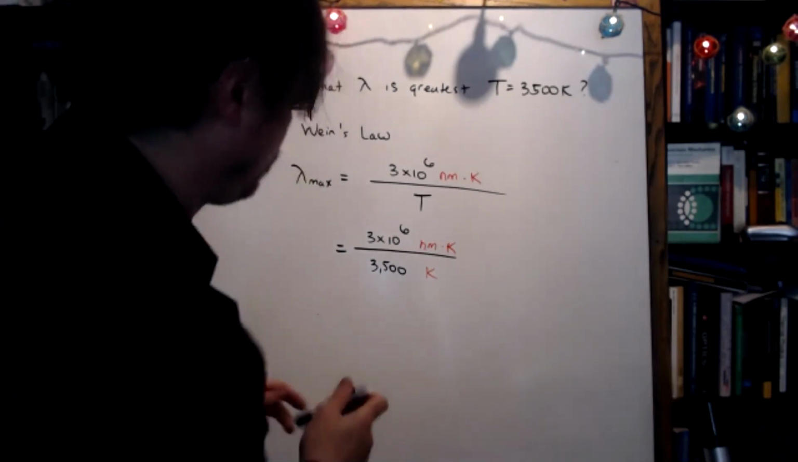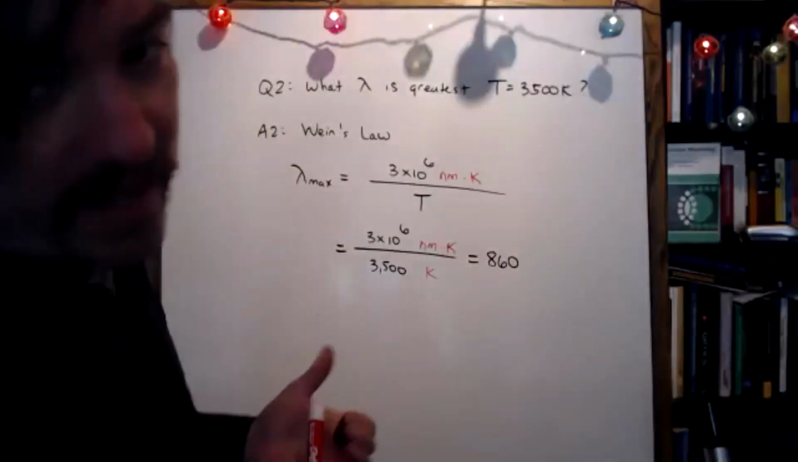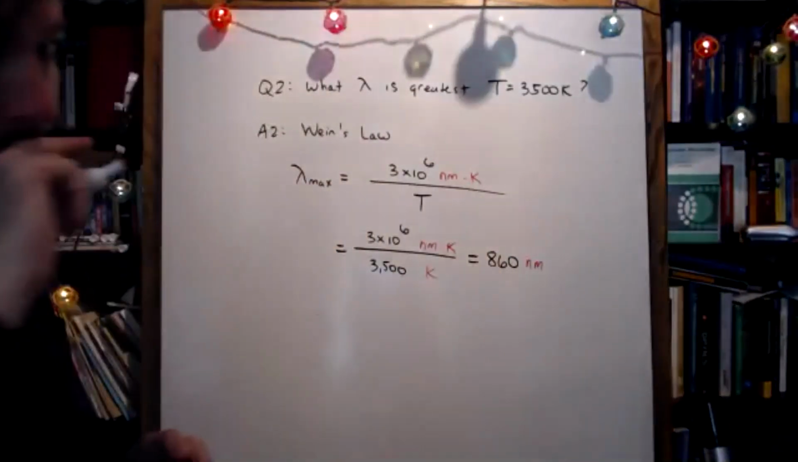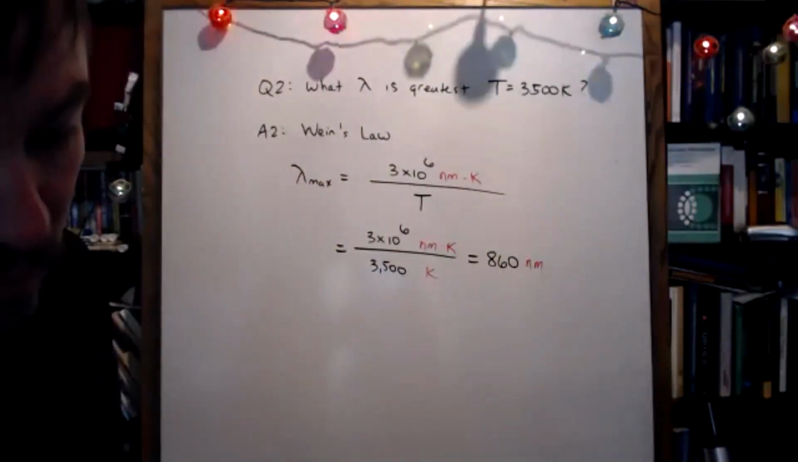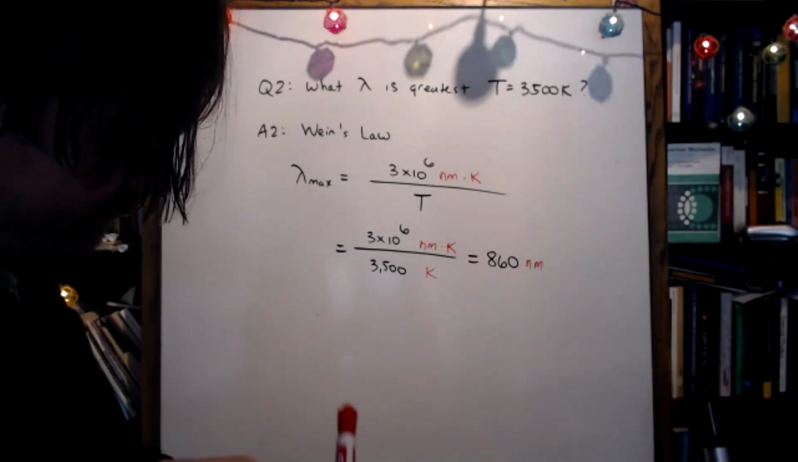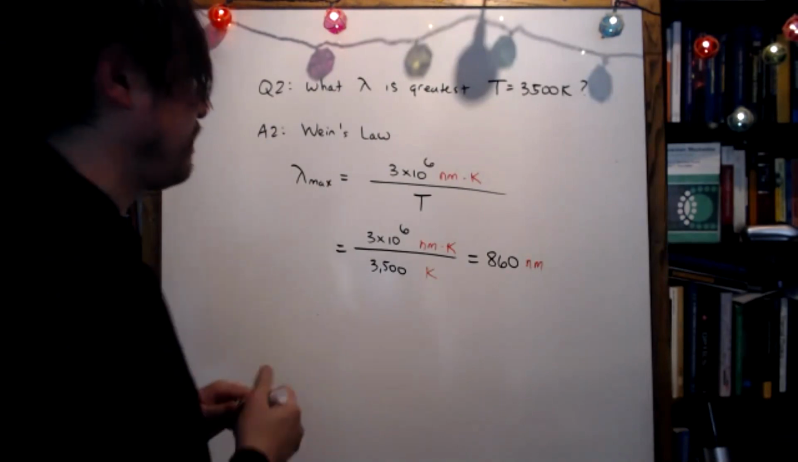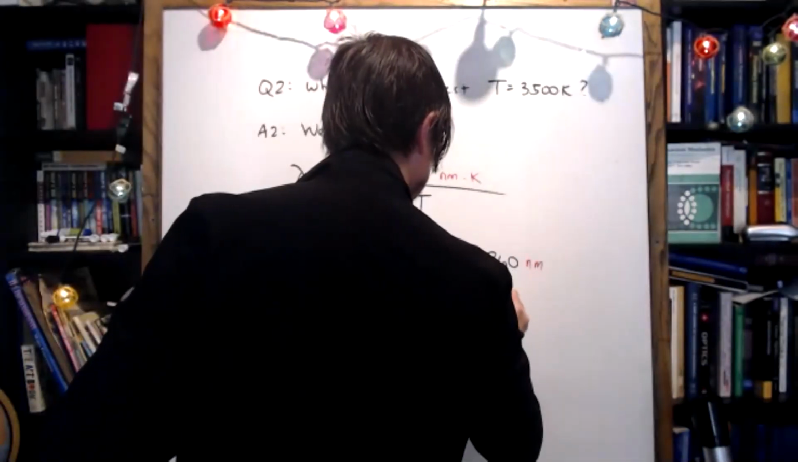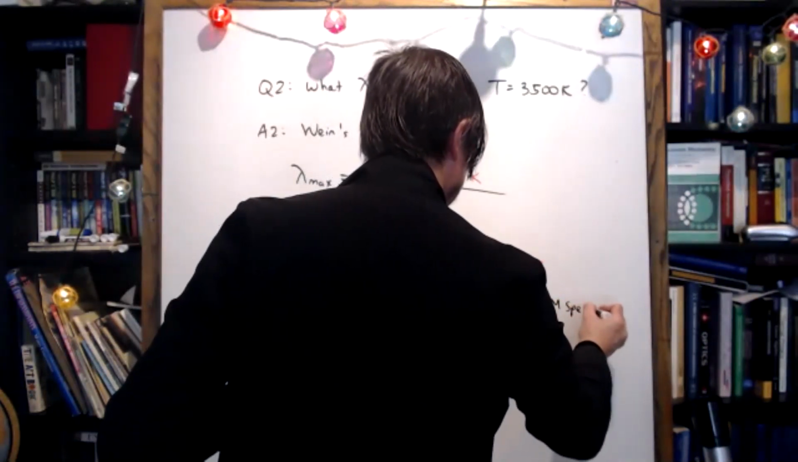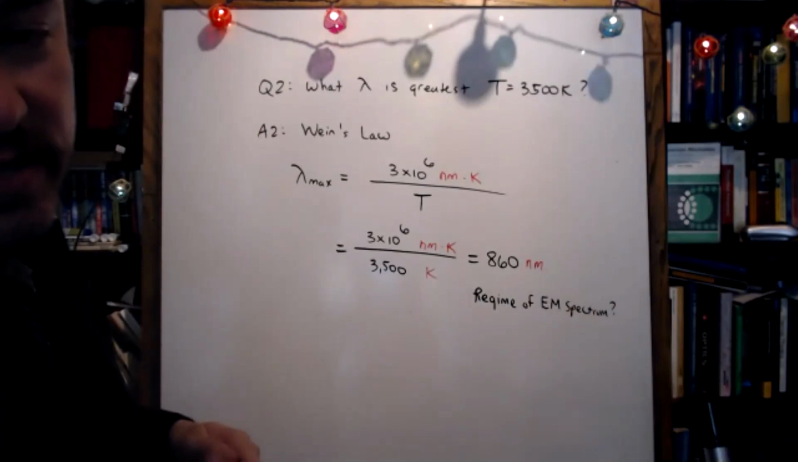860 nanometers. Nice. Okay, now here's how I'm going to follow this up during the exam. Once you've calculated 860 nanometers, what regime of the electromagnetic spectrum does that peak in? In what regime is this wavelength found? Yes, Cameron, infrared.